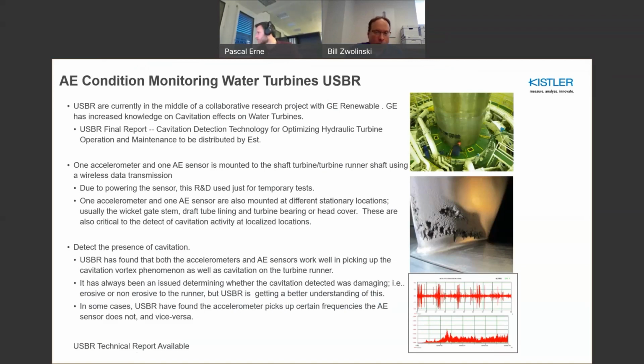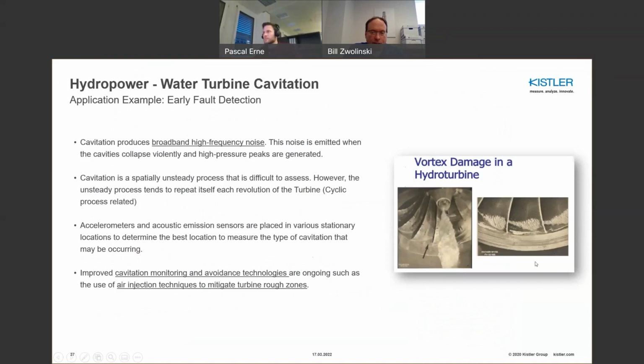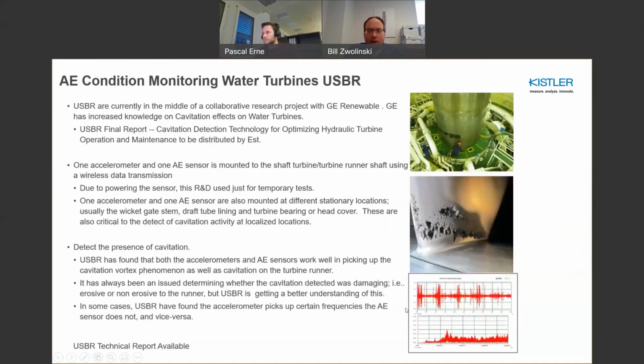And again, what you see here is really an example of what the time domain signal might look like, where you see an impulsive signal, and you see a frequency domain representation of it. So a lot of times, the accelerometer might pick up criteria or signals that maybe the acoustic emission doesn't, and vice versa. So having two measurands sometimes is a useful method as well.